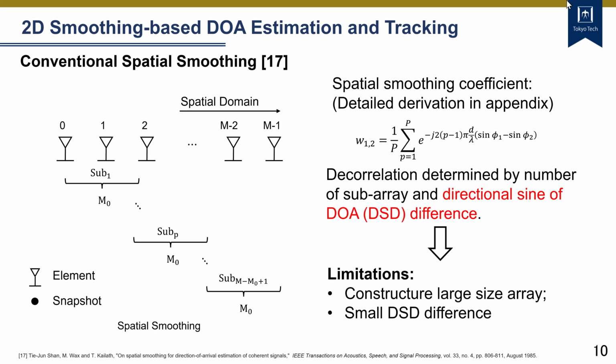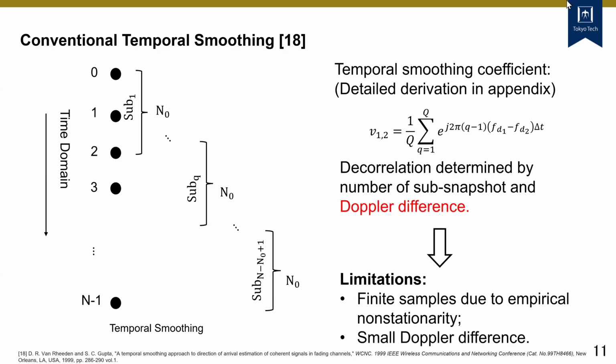So to solve these limitations in the conventional spatial smoothing, one potential solution is called temporal smoothing. So instead of separating the subarrays in the spatial domain, we separate the snapshots in the time domain, and we can conduct the same process as we did in the spatial domain. So in this case, the performance now is relying on these coefficients. It's determined by the number of sub-snapshots and the Doppler difference. However, this technique also suffers from some limitations. For example, the finite samples due to the empirical non-stationarity, as I introduced, due to the high mobility, and also the small Doppler difference will have a bad impact on the decorrelation performance.